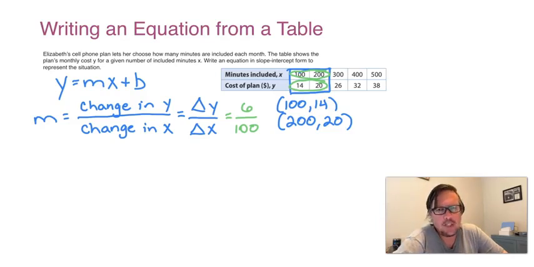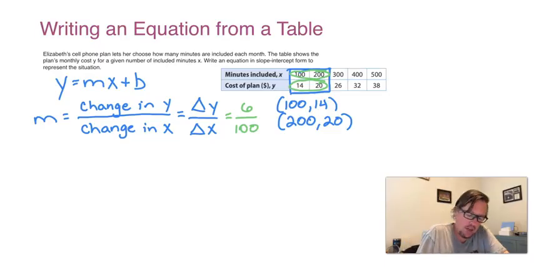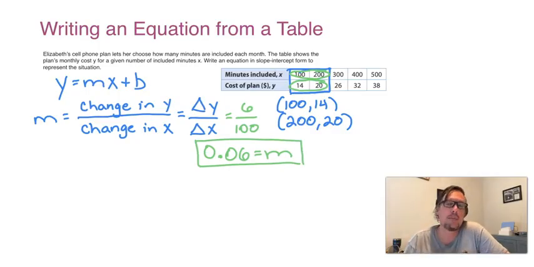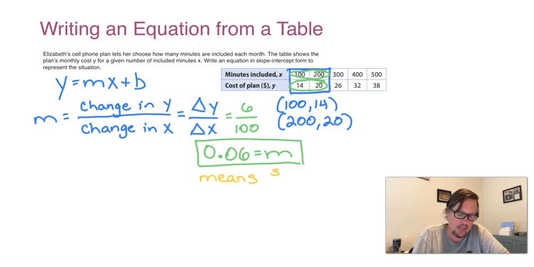And because this problem is talking about money, I think I'm just going to go ahead and divide 6 by 100 and get a decimal right now, which is 0.06. And I'm going to leave this as my m. And the reason is I want to be able to explain my m in terms of money. 0.06 for my m means 6 cents. $0.06 per minute. And $0.06 is 6 cents. So 6 cents per minute. That's what my slope means.